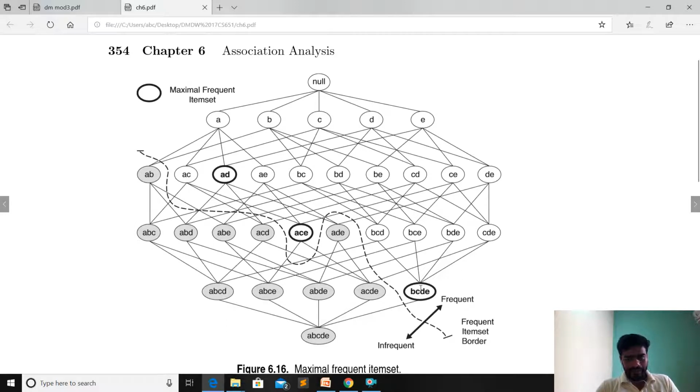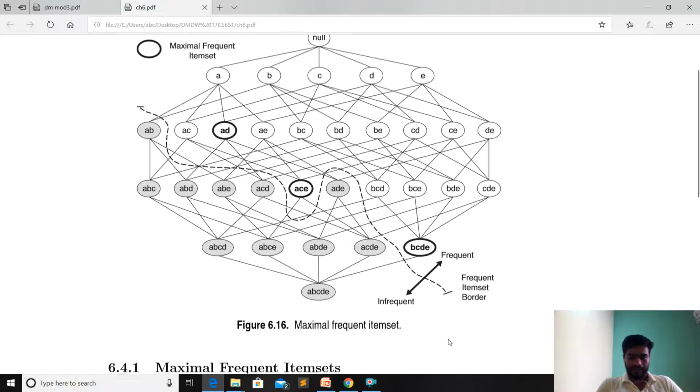Similarly for BCD, its superset ABCD is non-frequent. So once we classify frequent and non-frequent item sets and draw the frequent item set border, at the border we find some item sets which are maximal frequent. Maximal frequent item sets are those whose immediate supersets are infrequent.